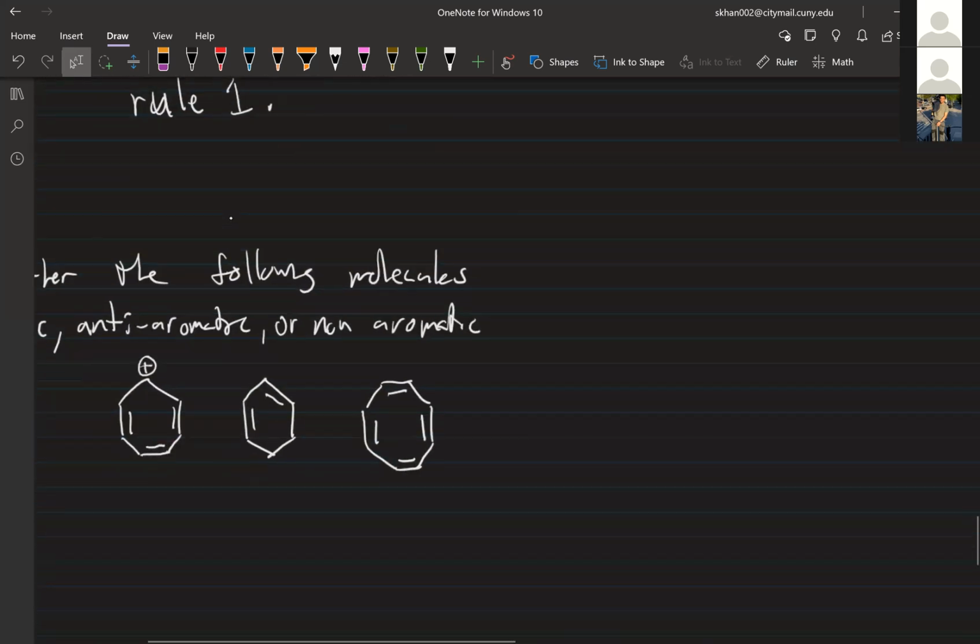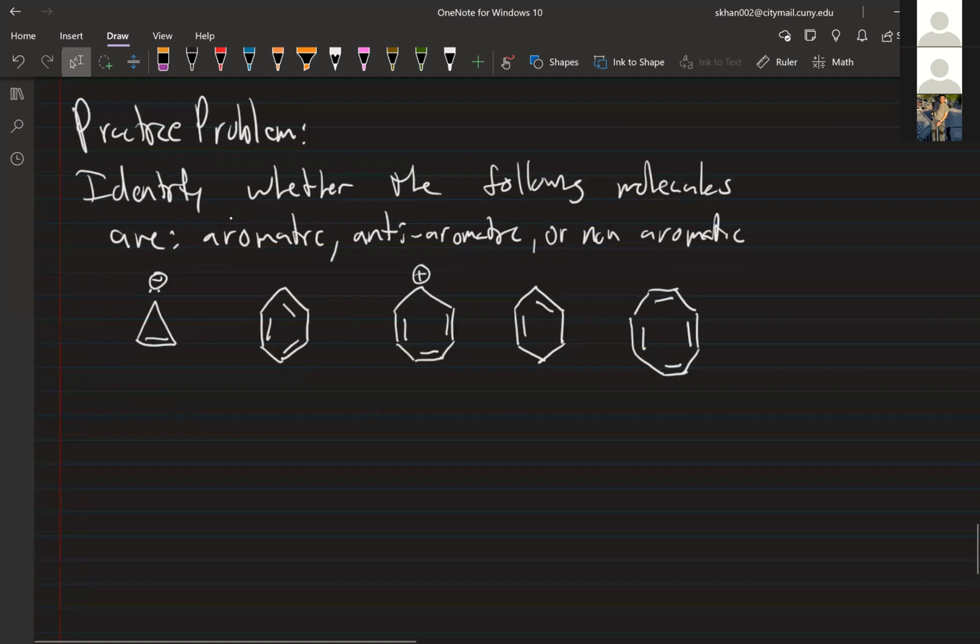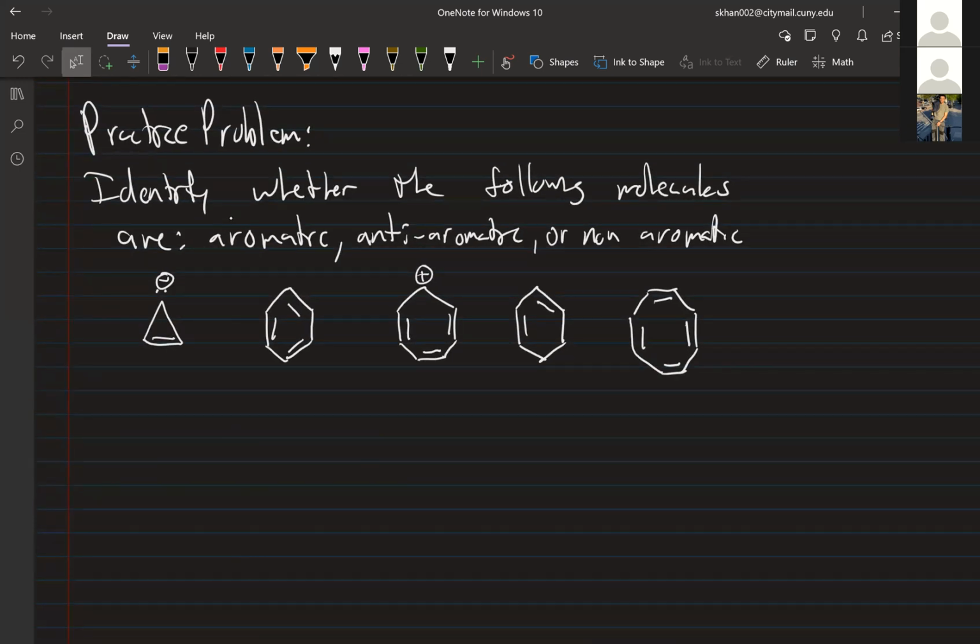I guess we could do this practice problem I did here. Identify whether the following molecules are aromatic, anti-aromatic, or non-aromatic. Actually, this one is kind of debated, so I'm going to remove that one because I have to ask Professor Bisco about it. But the first one is benzene. Let's do this one together. Simple enough. Oh, he did that one? Oh, okay. And did he say it was anti?